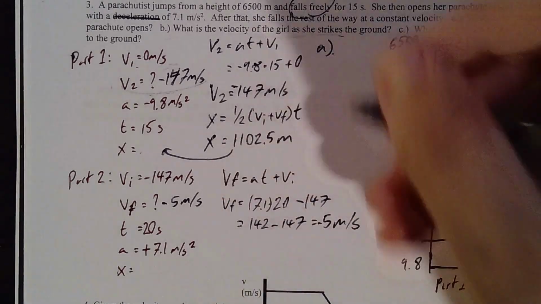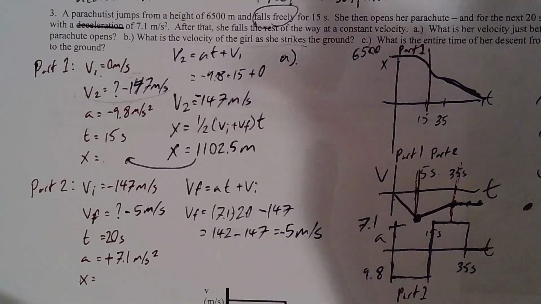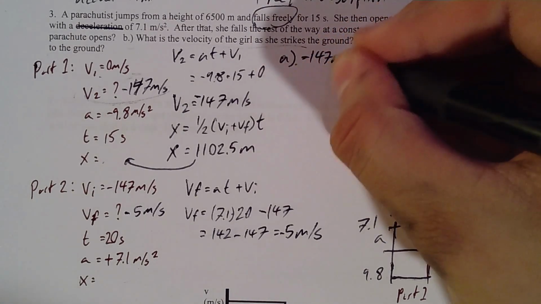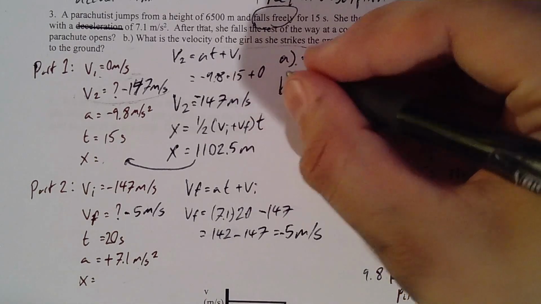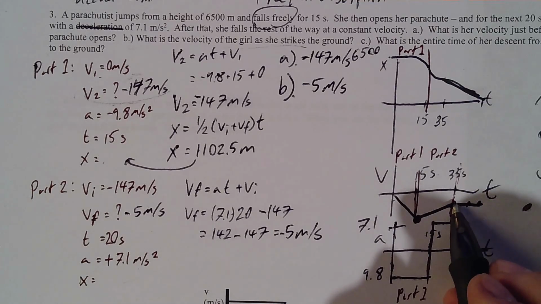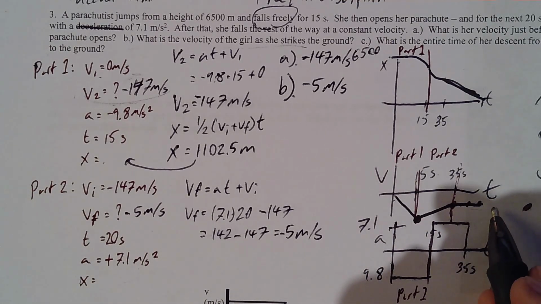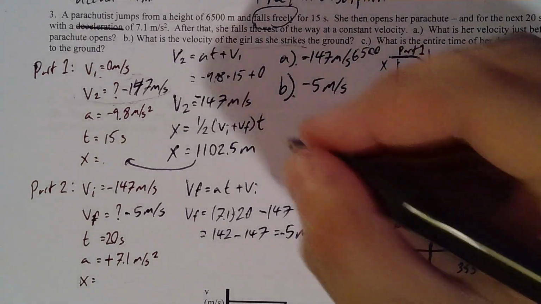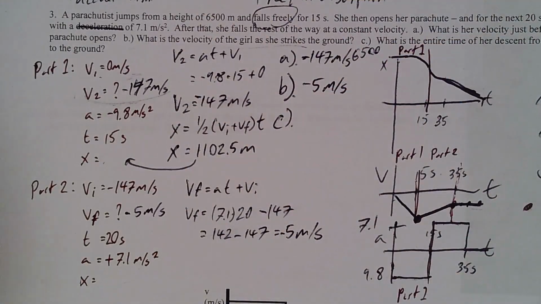So far we have our answer for A right here, which is going to be negative 147 meters per second. Our answer for B is going to be negative 5 meters per second, as this is the velocity she will stay at until she hits the ground. There's no more acceleration after this point. All we have to do then is answer C.